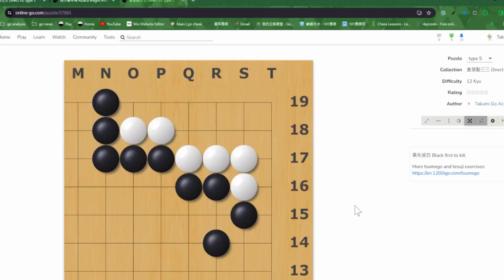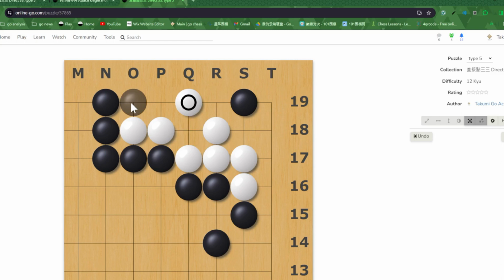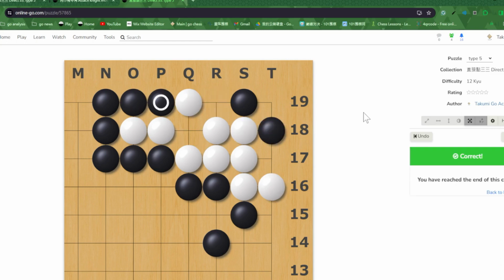The first one is this one. This is a very classical one. After the 3-3 invasion joseki, black has one more move at N19. How to kill this group? I would say there's some common knowledge. The answer is cut, peep, destroy the eye, and play this one. And lastly, this becomes a bent four in the corner.